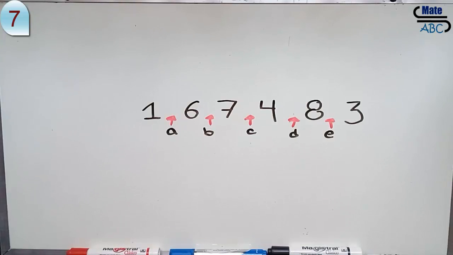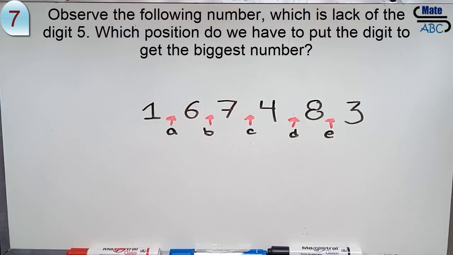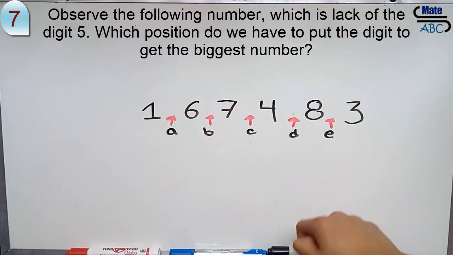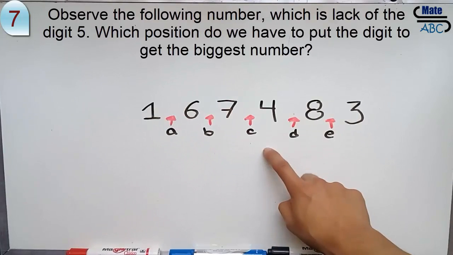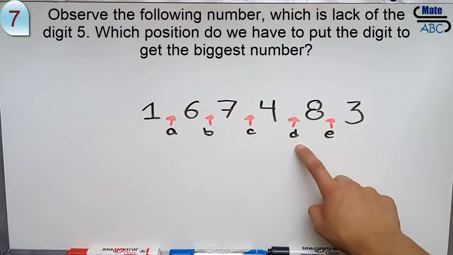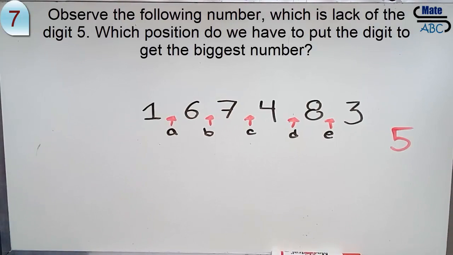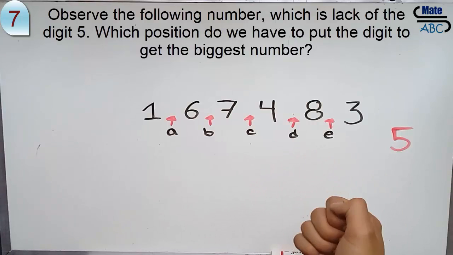The question says like this: observe the following number, which is lacking the digit 5. Which position do we have to put the digit in order to get the biggest number? So I encourage you guys to pause the video and try to figure it out. The question says, in which position do we have to put 5 in order to get the biggest number?